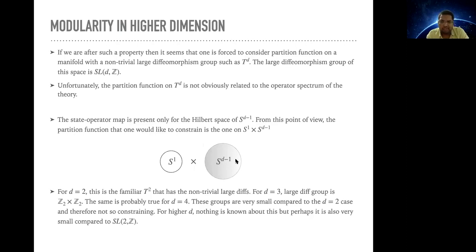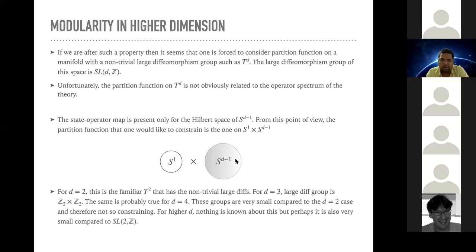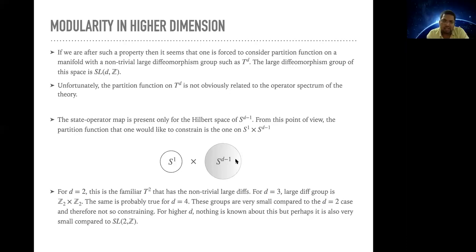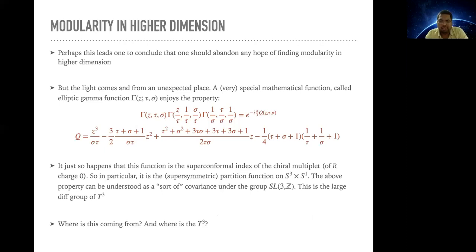Z_2 times Z_2 is probably also the large diffeomorphism group for the case of D equals 4. So again, this is going to be small. For higher D, no one knows the large diffeomorphism group of S^(D-1) times S^1 type of manifold. But it's perhaps safe to assume that it's going to be small, in particular a finite group, compared to SL(2,Z). So what does that mean? Does that mean that we don't have any modular invariance? Should we abandon all the hope of finding modular invariance in higher dimensions?